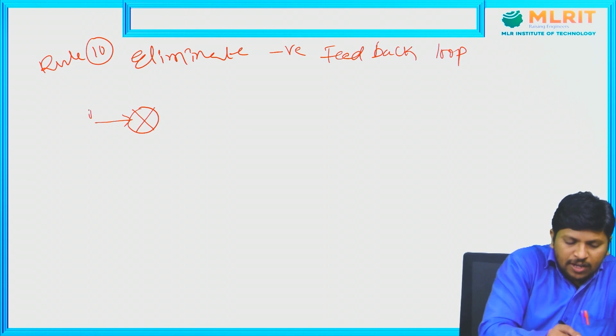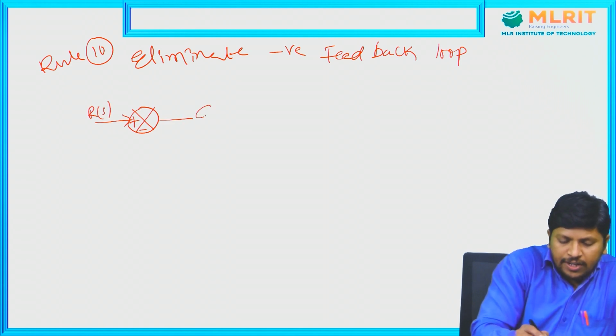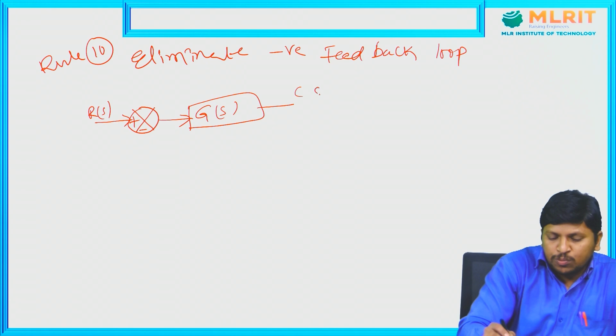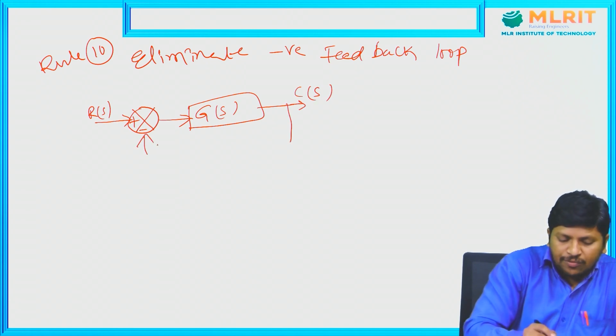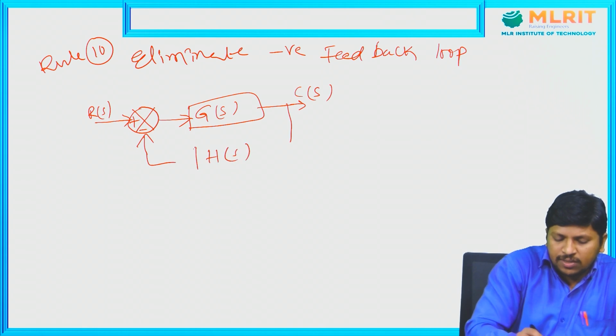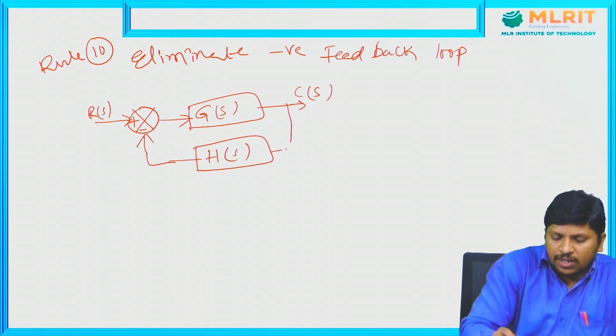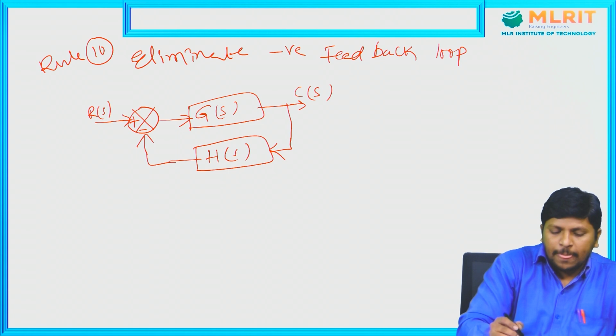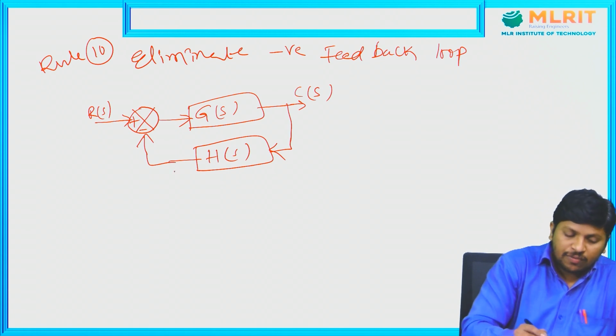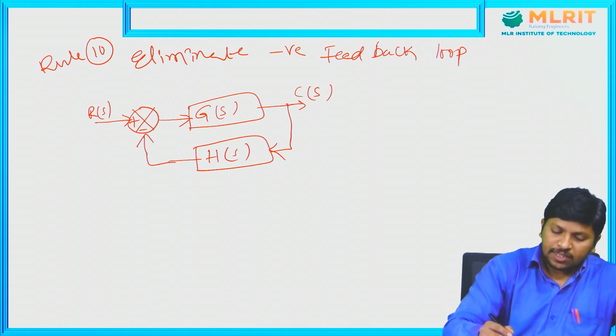This is the input signal R of S, and here G of S is gain. Here output is the C of S. Negative feedback. This is the feedback gain H of S. Feedback gain, this one. Same signal H of S, and here same signal C of S.